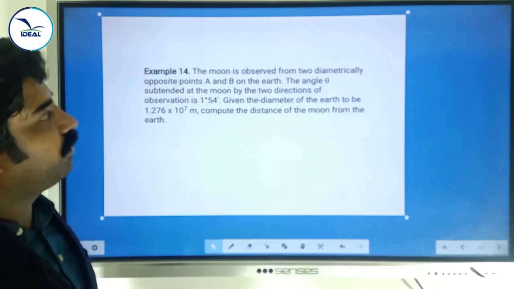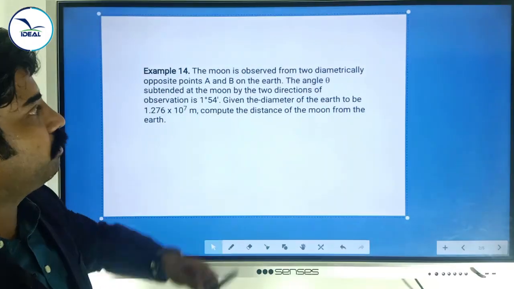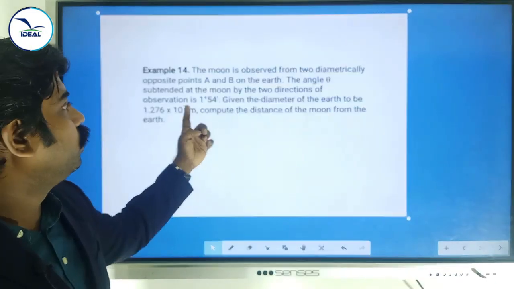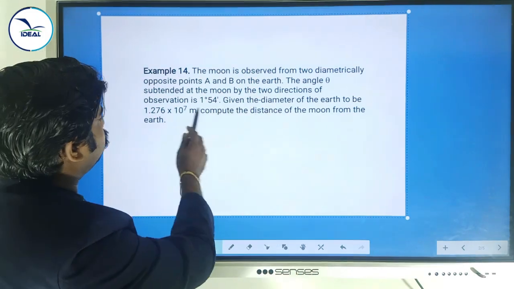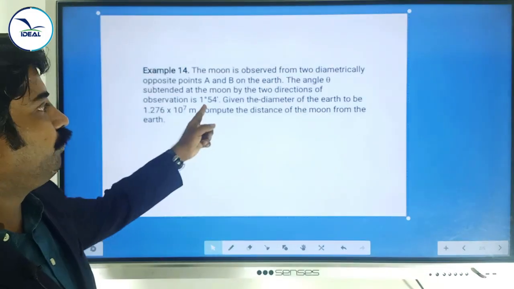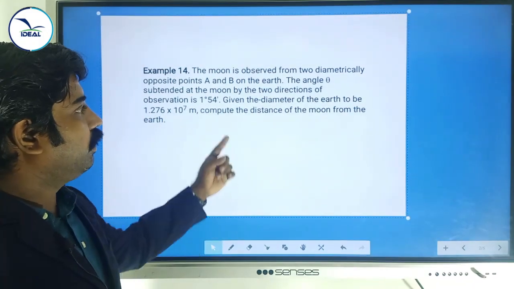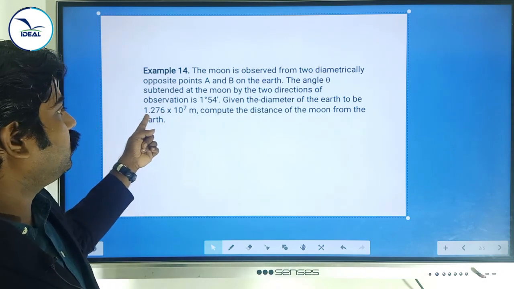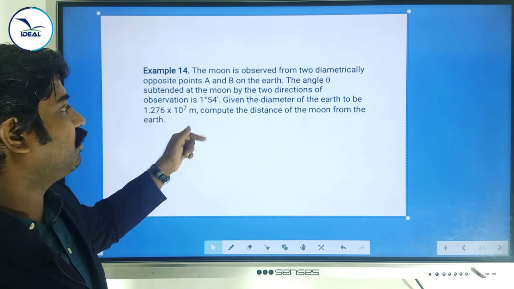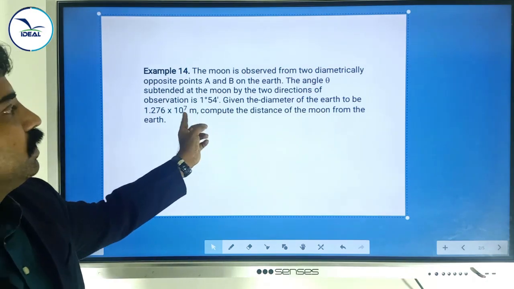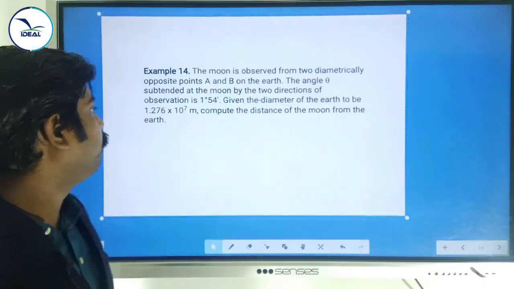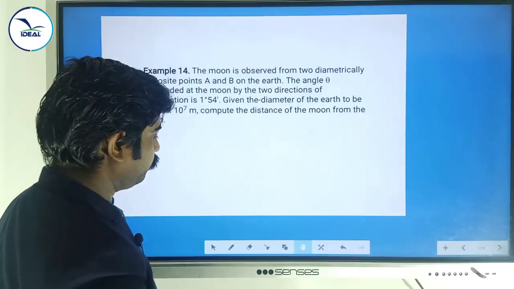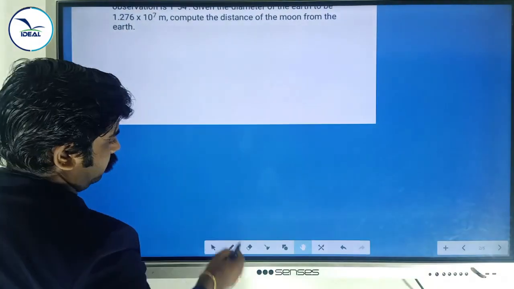Okay, this is our question. The moon is observed from two diametrically opposite points A and B on the earth. The angle theta subtended at the moon by the two diametrically opposite observations is 1 degree 54 minute. Given the diameter of the earth to be 1.276 into 10 raised to 7 meter, compute the distance of the moon from the earth. That's our question. How we can find it? Just look at.